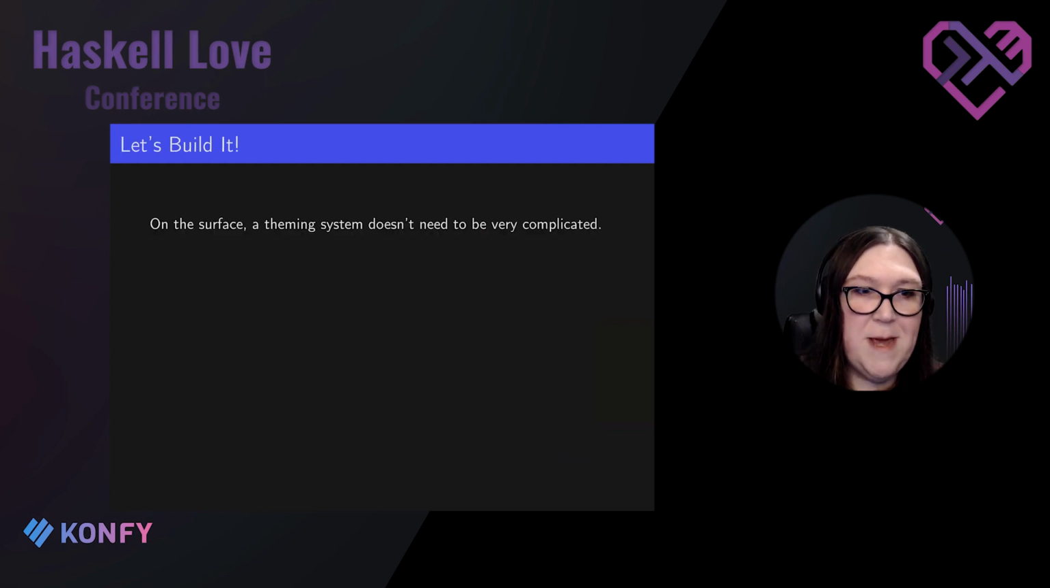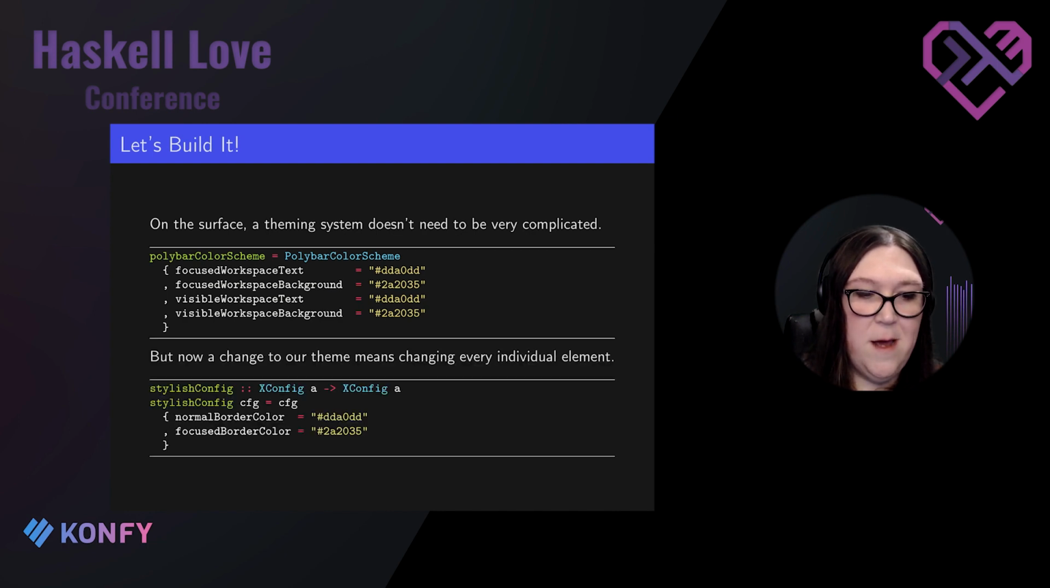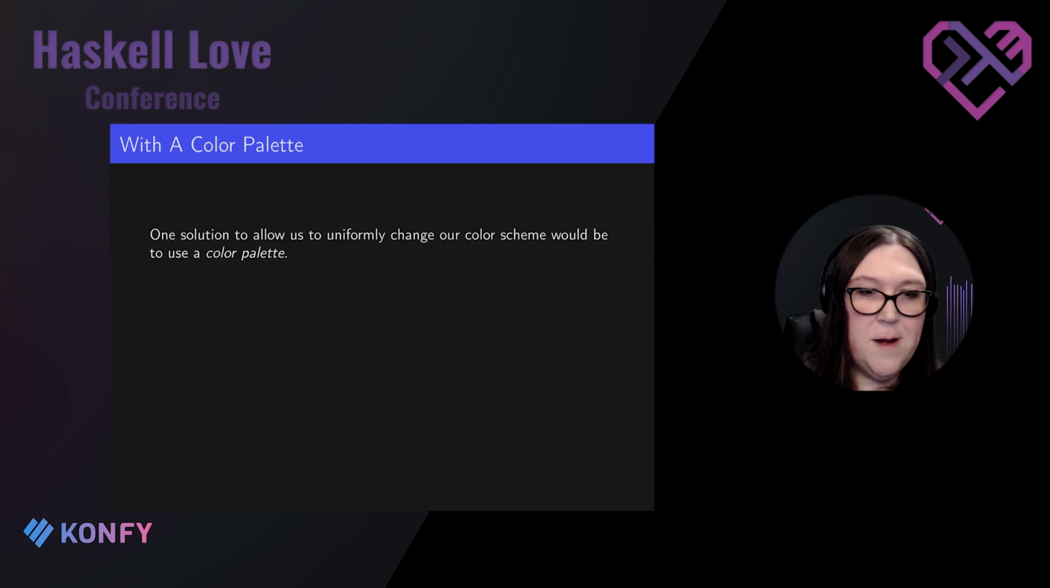So let's get this out of the way, right? On the surface, a theming system doesn't have to be all that hard. What we're really talking about is some sort of a mapping of some themable elements to some colors. And we could just do it like this. We have some maps here with keys of all the different things that we might want to set a color to, and we're just using some hex strings. And you could do it that way, and that would be fine.